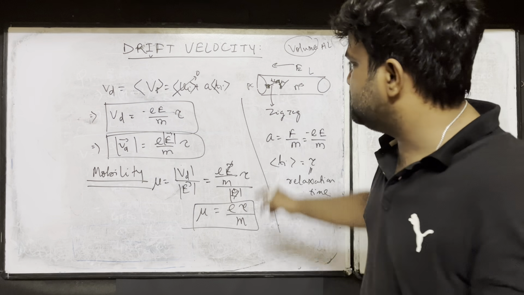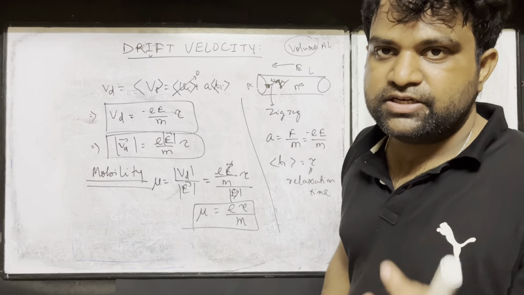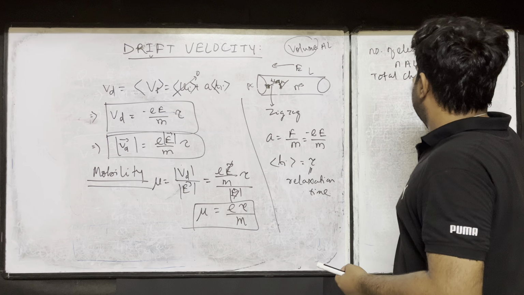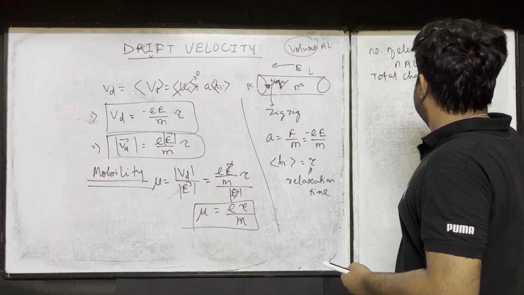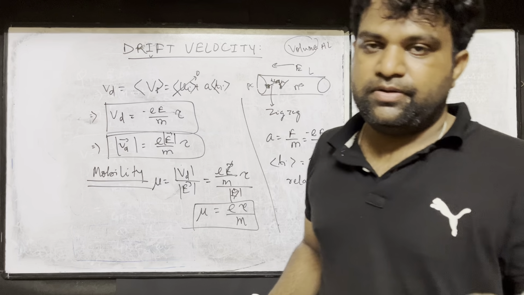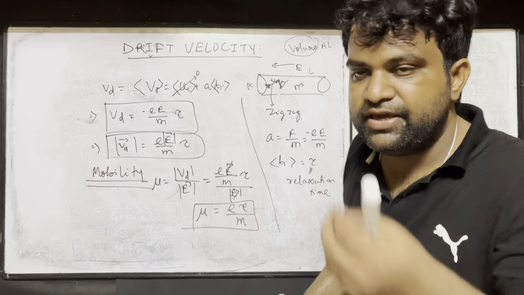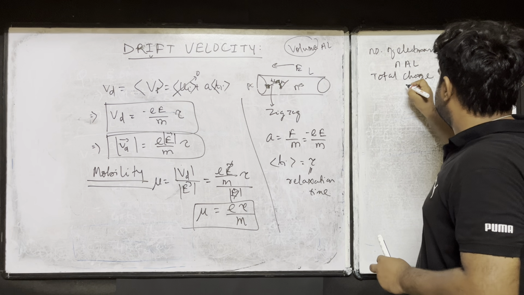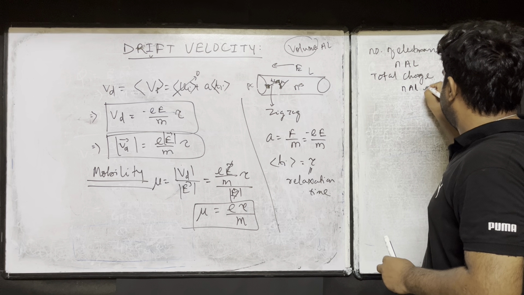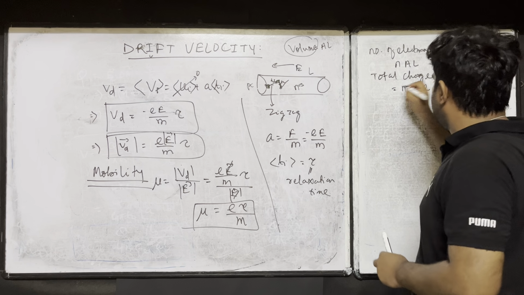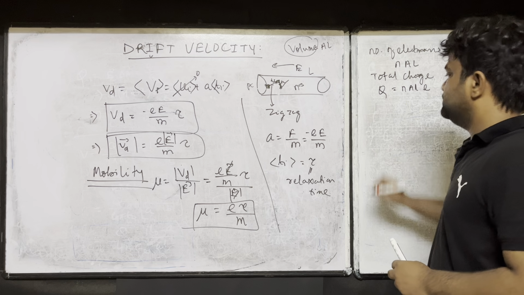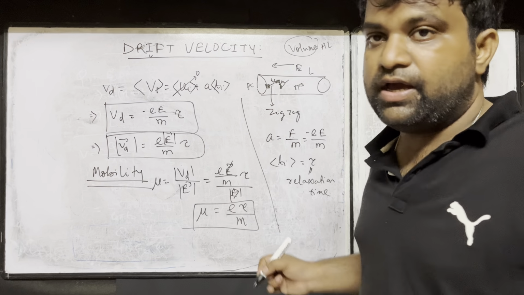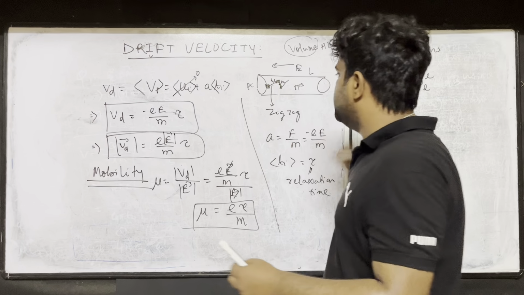And total charge inside this volume V, what will be the charge? Because each electron carries a charge e, so this much of volume, this is the number of electron, so total charge will be NALe. This is the total charge, or Q you can say. Okay, this is the total charge, NALe.